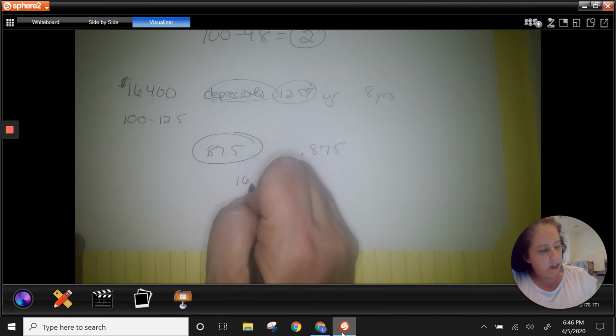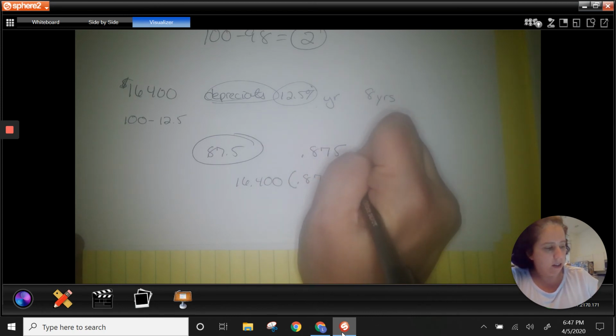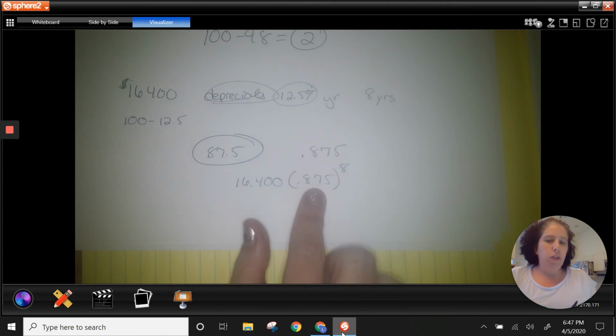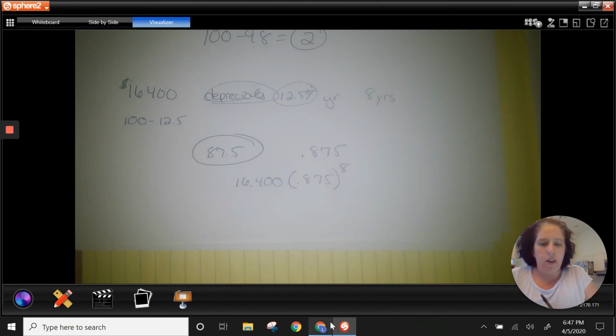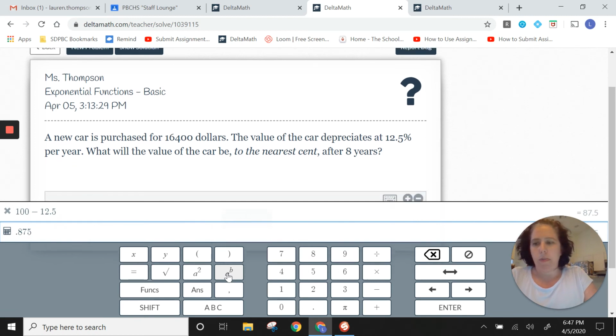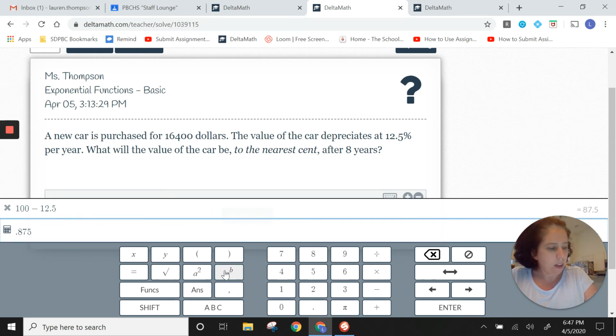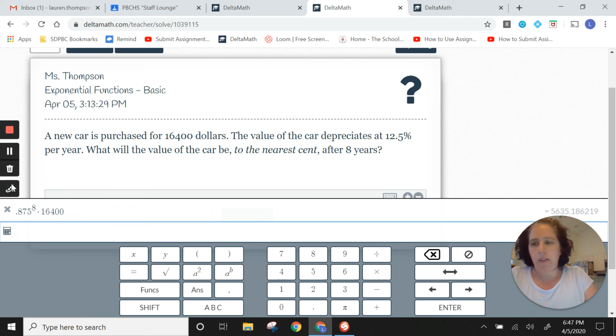So your equation is going to be 16,400 times 0.875. Now it's per year for 8 years, so this is still going to be an 8. You can either do this on your calculator or just be careful. You can actually do it in that calculator on Delta Math. Make sure you do the exponent part first. So 0.875, raised to the, remember this is what you guys were missing on the other one, there's your exponent button, raised to the 8th power. You're going to have to arrow over, and make sure it drops down. Then you do times the original, so 16,400. Enter. Your answer is all the way over here.